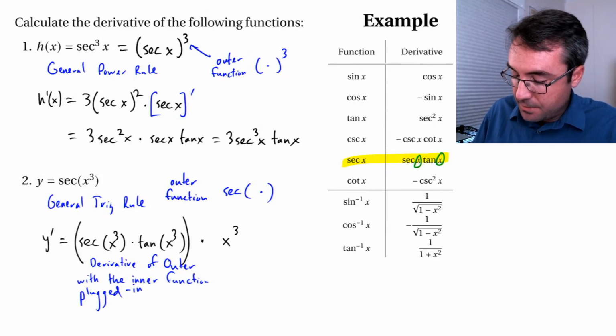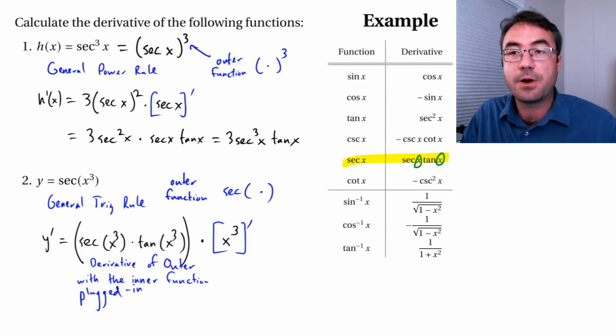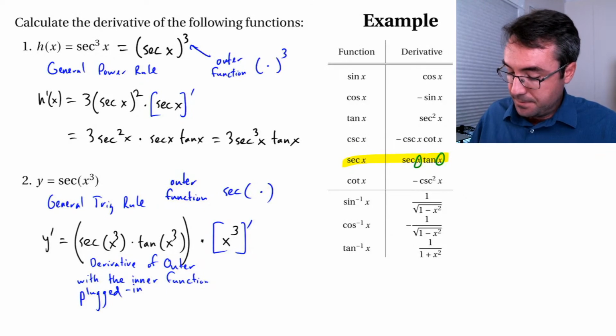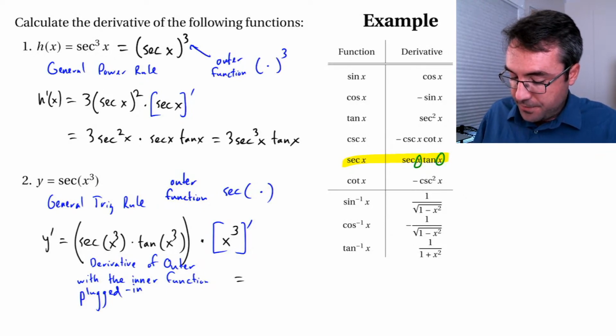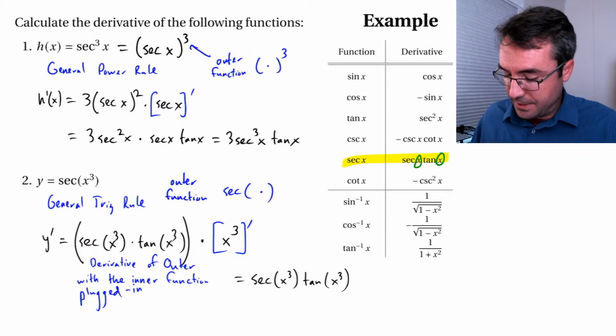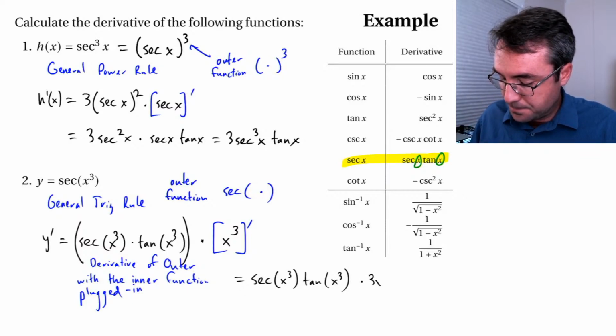Then we take our inner function and we multiply by its derivative. So our inner function here was just the x cubed. And so if we do finish our differentiating, we get secant x cubed times tan x cubed. That part stays the same. We were done with that. And then the derivative of x cubed is 3x squared.